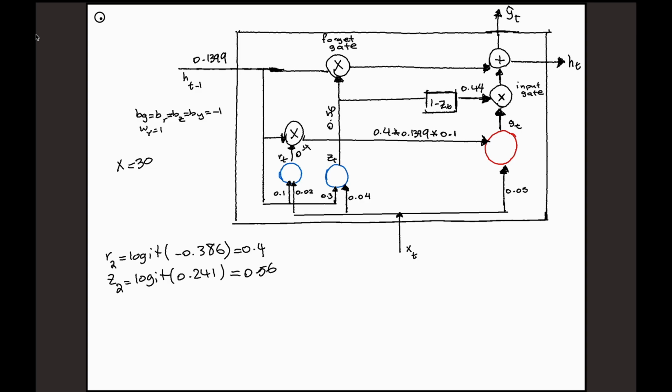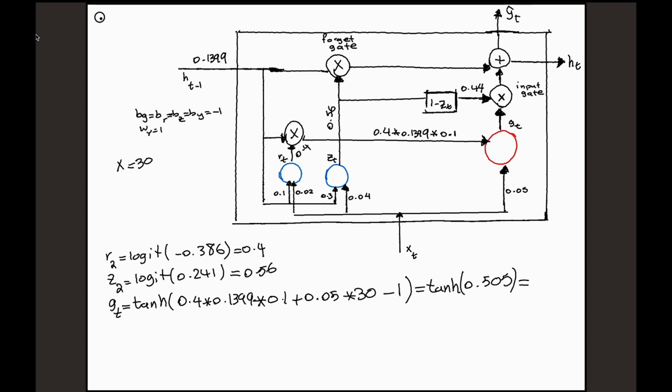And G2 would become hyperbolic tangent of, maybe I just write this down so that you don't get confused. That would be 0.4 times 0.1 times 0.1 plus 0.05 times xt, which is 30 now, minus 1, which was the bias. That will be tanh of 0.50, which is 0.466. So GT is 0.466. Now we need to multiply these two numbers together.